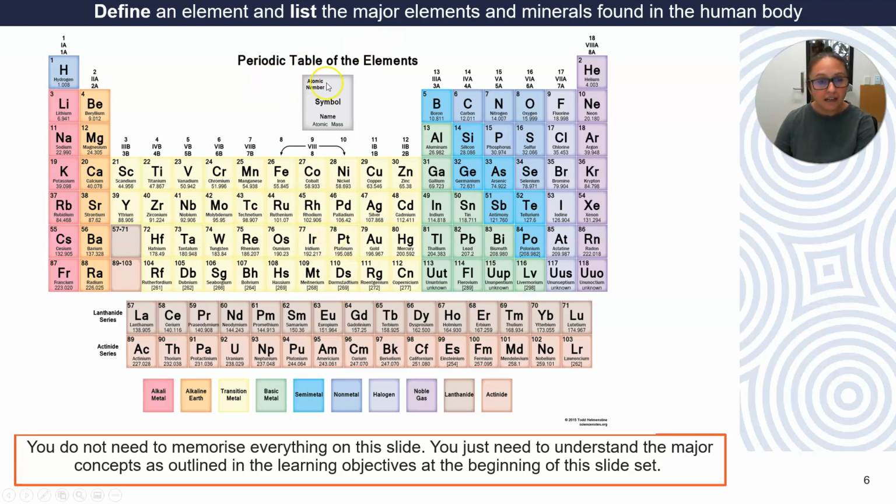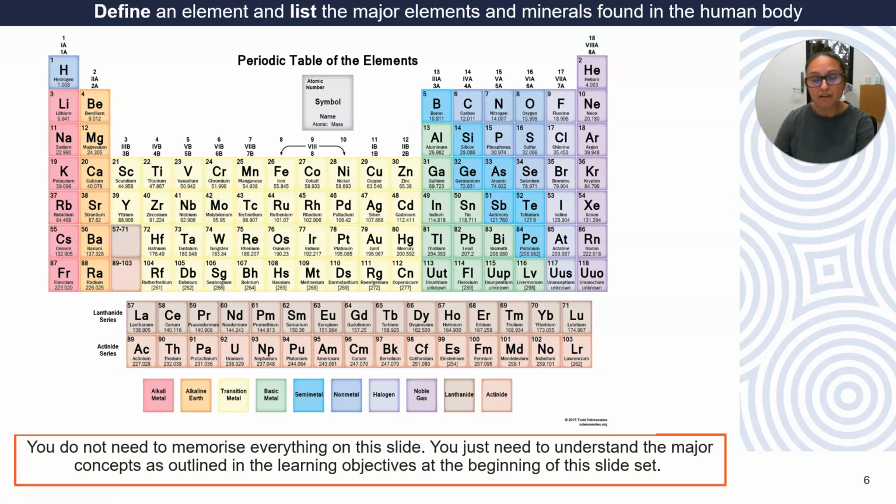So can you see here that there is a square and there are things inside the squares? The most obvious thing inside the square is going to be the letter, okay? That's going to be the letter that represents that element. So the letter for carbon is C, the letter for oxygen is O, and so forth. So that's the symbol. The letter is the symbol that represents the element.